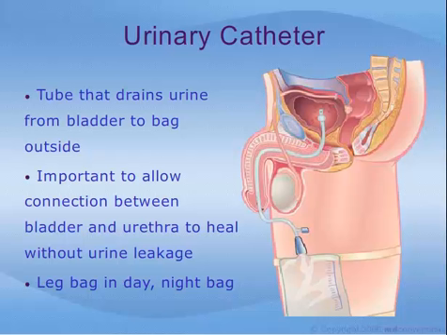A urinary catheter is a tube that drains urine from the bladder to a bag outside. This tube is extremely important to allow the connection between the bladder and urethra, called the anastomosis, to heal without urine leakage at the site. There are 2 types of drainage bags for the catheter. You will likely wear a small bag strapped to your leg in the day, and a larger bag at the side of the bed at night. Catheter care is discussed in detail in a separate module.